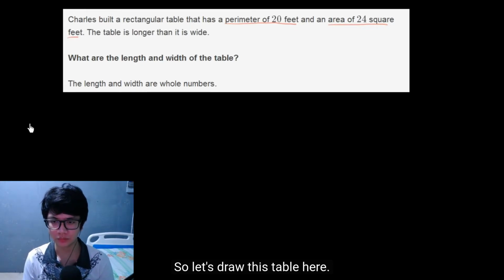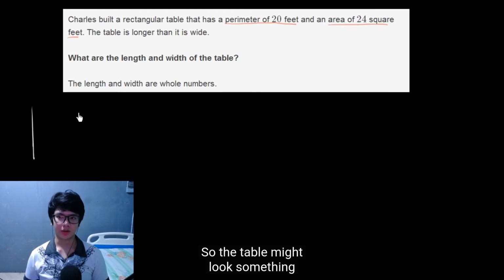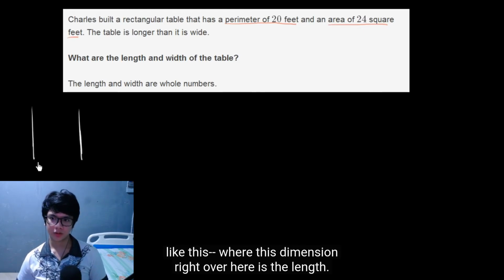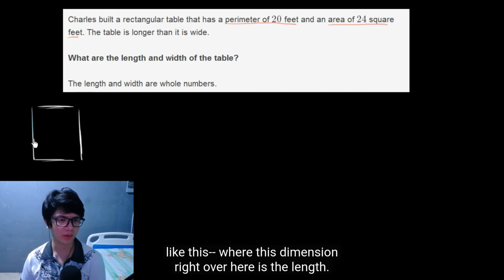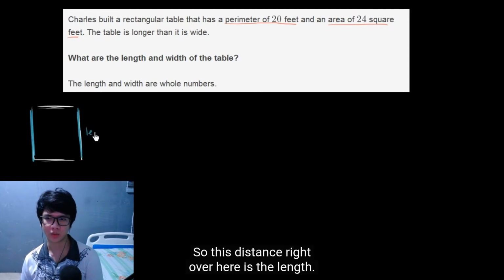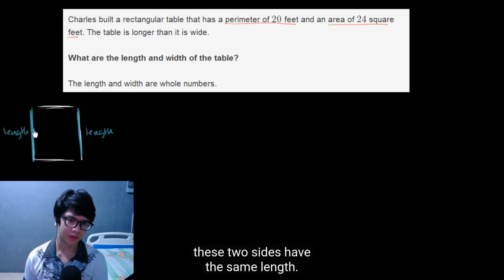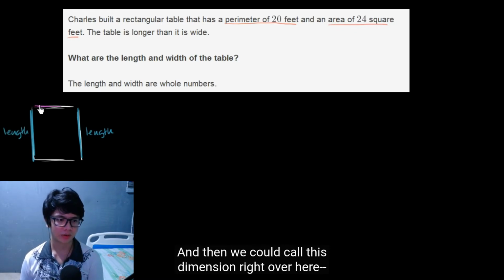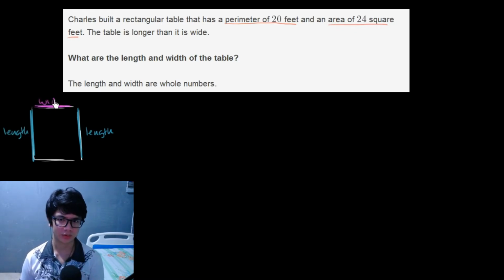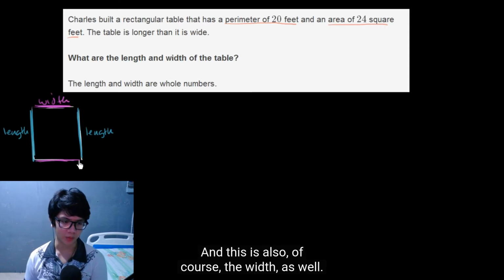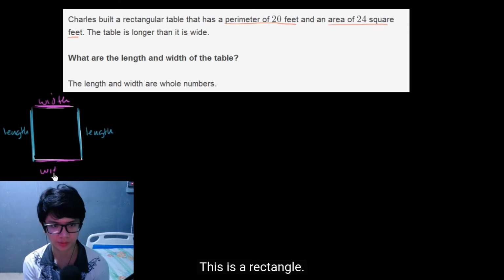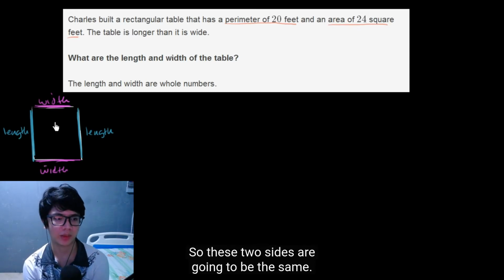So let's draw this table here. So the table might look something like this. Where this dimension right over here is the length. So this distance right over here is the length. We could also write length here if we want to show that these two sides have the same length. And then we could call this dimension right over here the width. This is the width, and this is also, of course, the width as well. This is a rectangle. So these two sides are going to be the same.